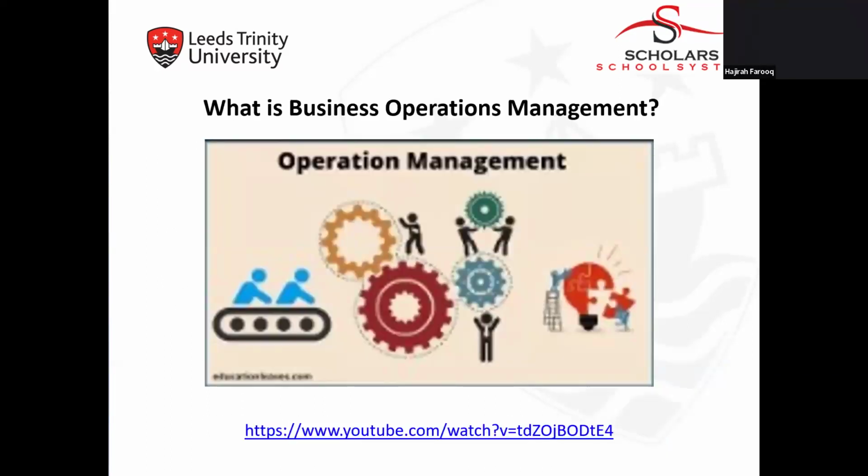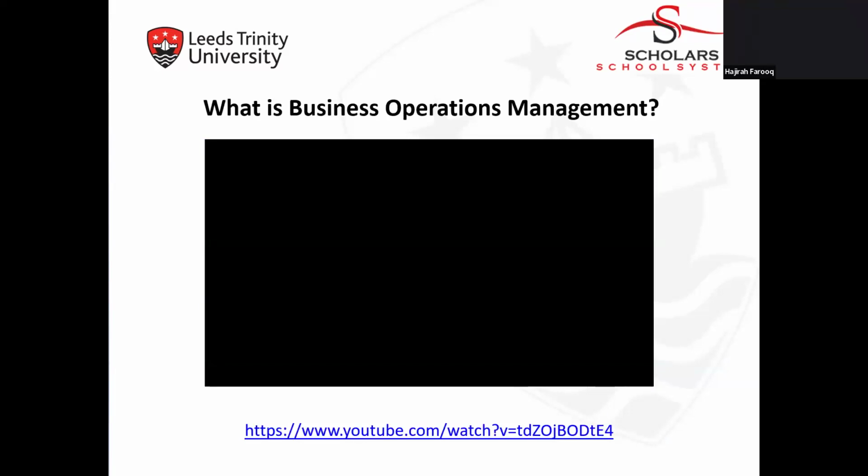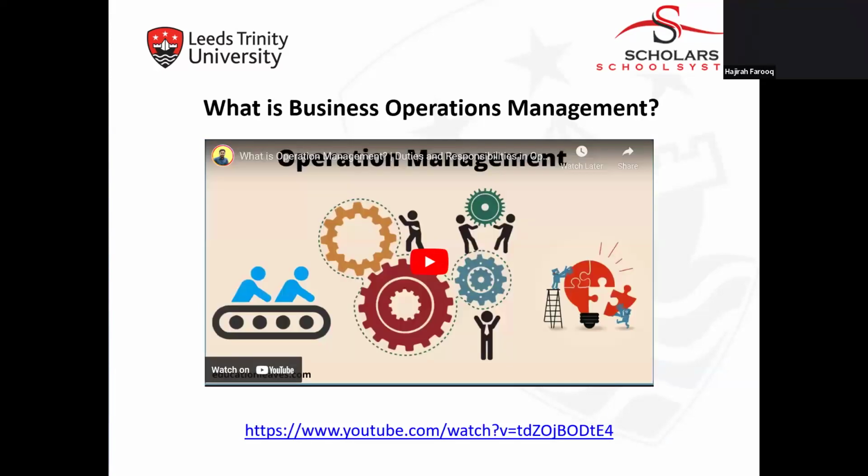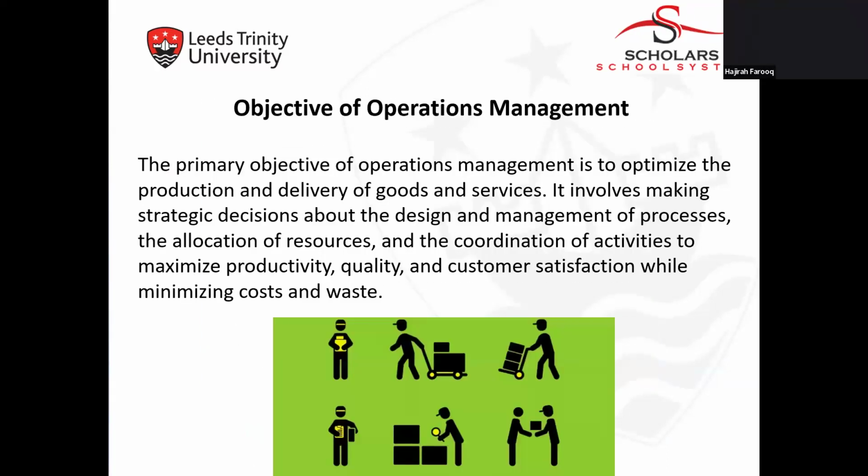Moving on, we watched a video about what is business operations management, which you can find in the week 4 lecture slides available on Moodle. And then we went on to discuss the objectives of operations management, where we discussed that the primary objective of operations management is to basically optimize the production and delivery of goods and services. It also involves making strategic decisions about the design and management of processes, the allocation of resources, and the coordination of activities to maximize productivity, quality, and customer satisfaction while minimizing the costs and waste.